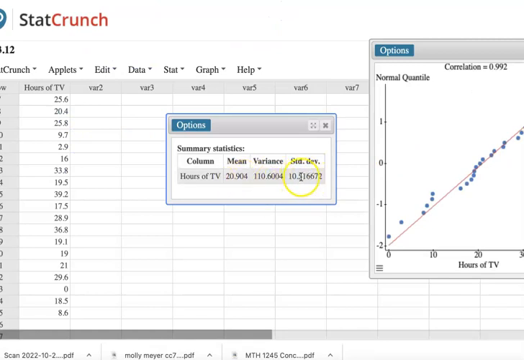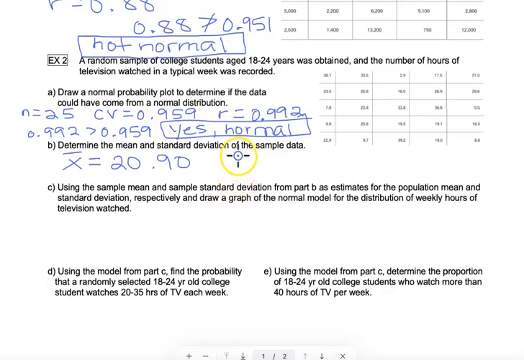And then my standard deviation to 2 decimal places would be 10.52. So standard deviation, 10.52. Using the sample mean and sample standard deviation from Part B as estimates for the population mean and standard deviation, respectively, draw a graph of the normal model for the distribution of weekly hours of television watched.